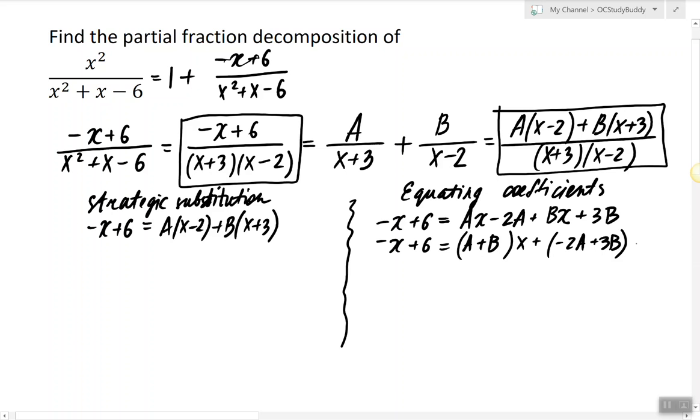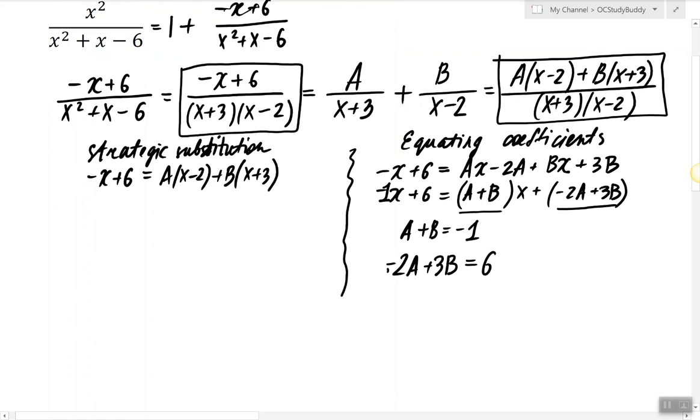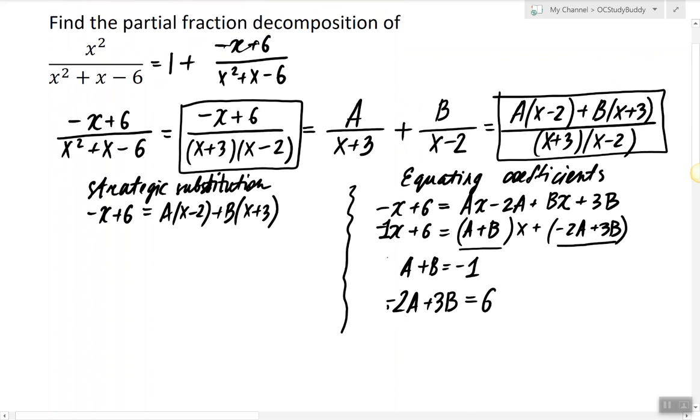Now we want these two polynomials to be the same all the time. That means we want a plus b, the coefficient of x on the right side, to be equal to negative 1, the coefficient of x on the left hand side. So we want a plus b to be equal to negative 1. Also we want negative 2a plus 3b equal to 6, as both of them are the free coefficients. As a result, we have a system of equations, which we should be able to solve by either substitution or elimination. I'm going to choose elimination.